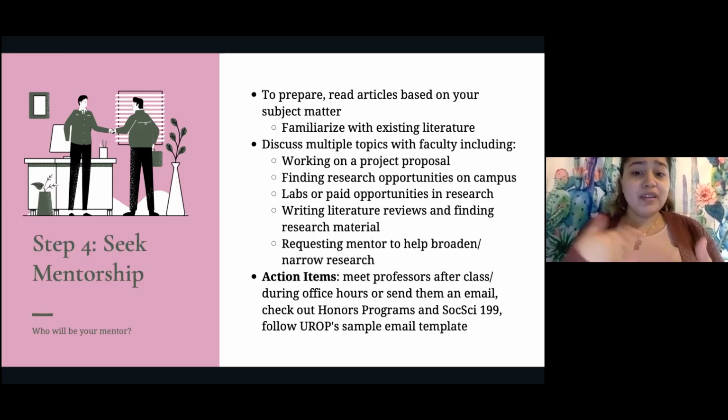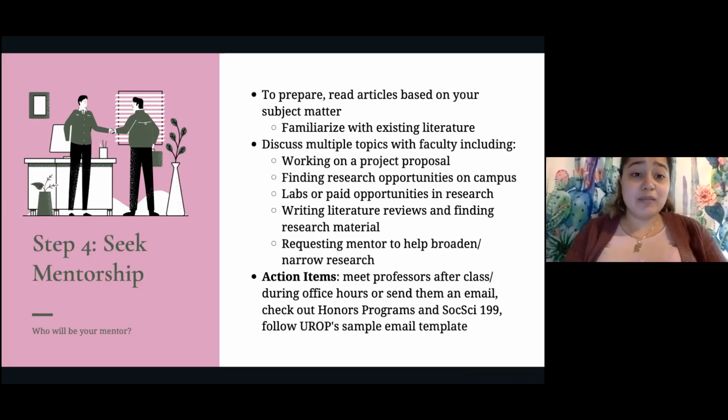So if you're not going to get paid, maybe there's an opportunity for earning units, so you get some type of credit. They can also help you with reviewing your literature reviews and helping you find research material. You can also narrow or broaden your research when you're talking to someone who has the experience in this.